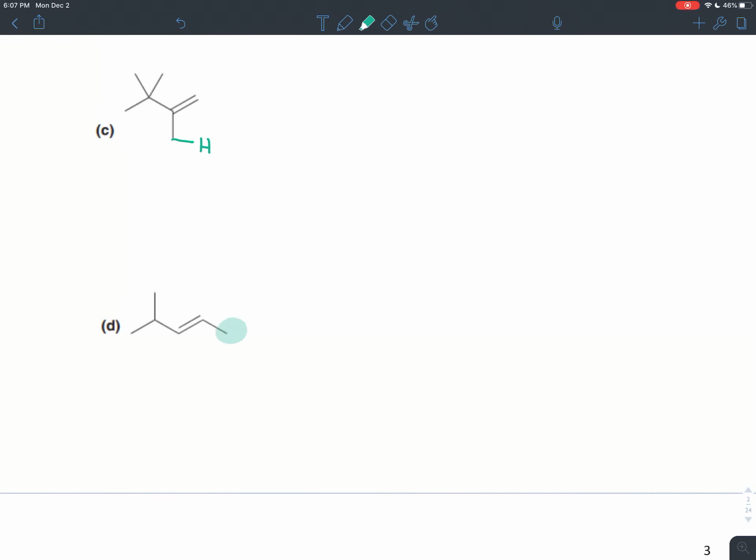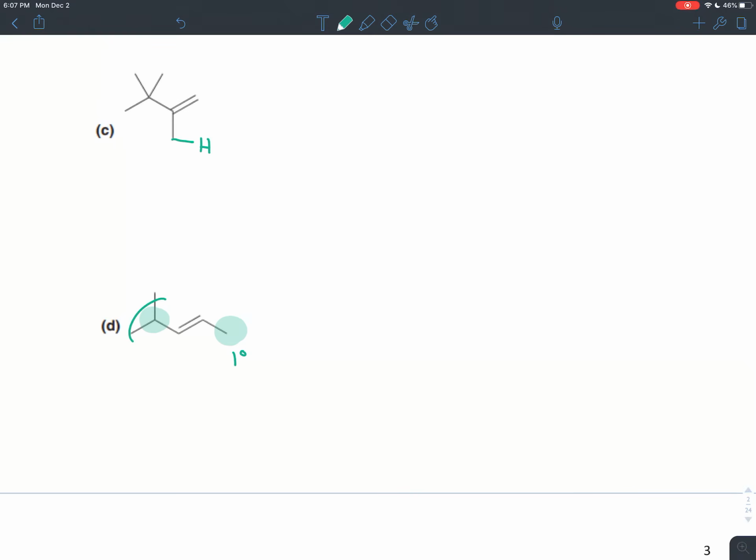We have 2 allylic positions. We have one on the right and one on the left. Both of those are 1 atom away from an atom in the double bond. So they're both allylic positions. But the one on the right is primary. This carbon is only bonded to 1 other carbon. The one on the left is tertiary. It's bonded to 1, 2, 3 other carbons.